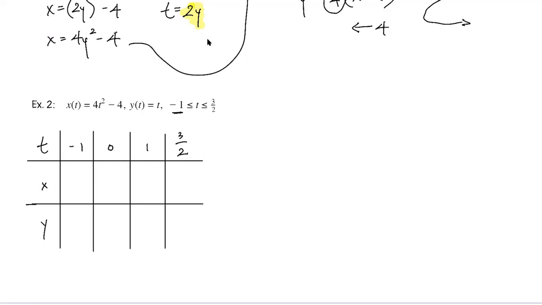And so let's plug these numbers into our parametric equations. Now the y one is super easy because y equals t, so I can just bring those numbers right down: -1, 0, 1, and 3/2. And for the x, I do have to do some calculations. If I put in -1, that's going to give me 4 minus 4, which is 0. If I put in 0, I'm going to get -4. If I put in 1, I'm going to get 0. And if I put in 3/2, I'm actually going to get 5.